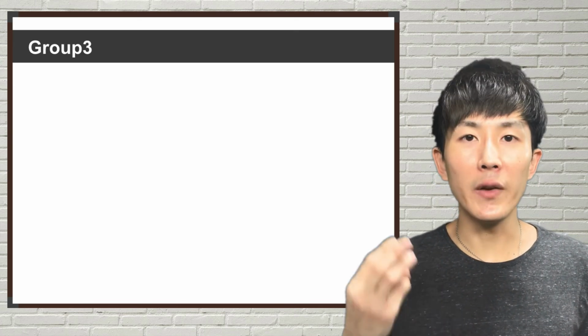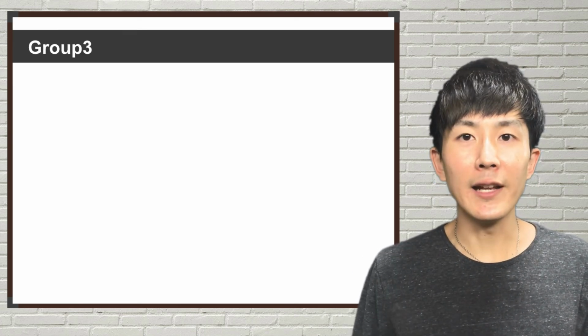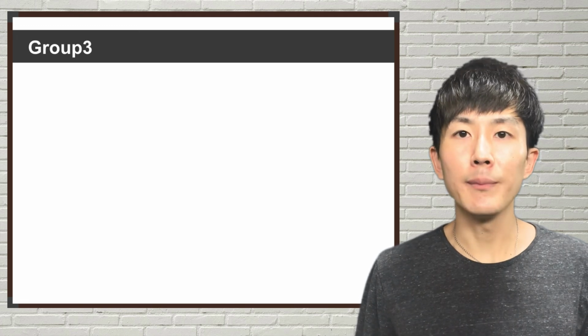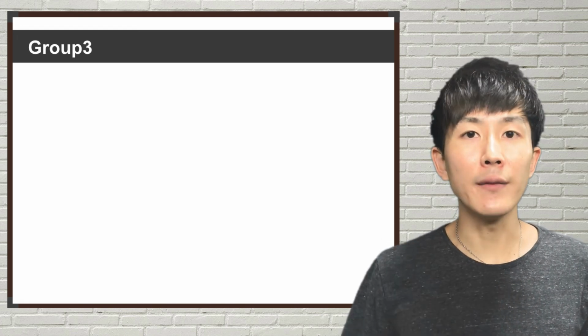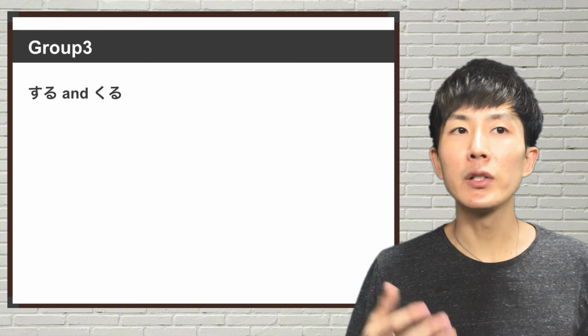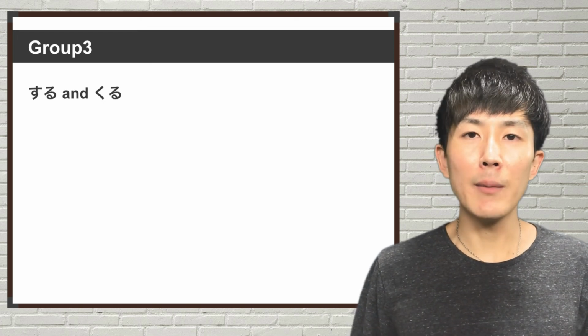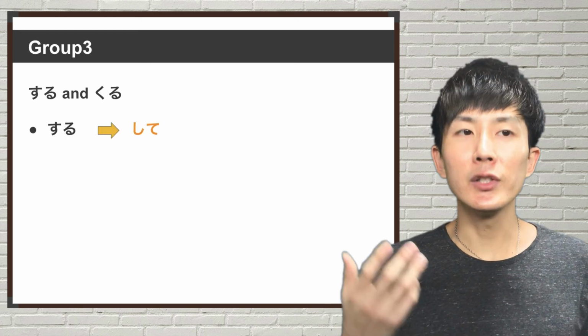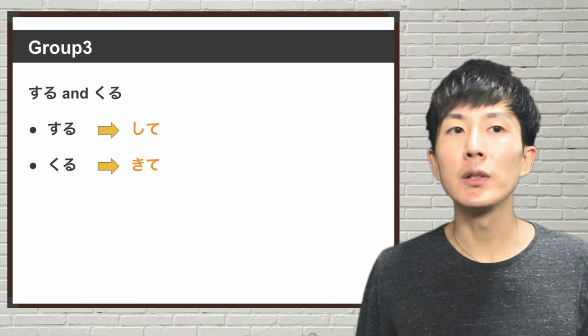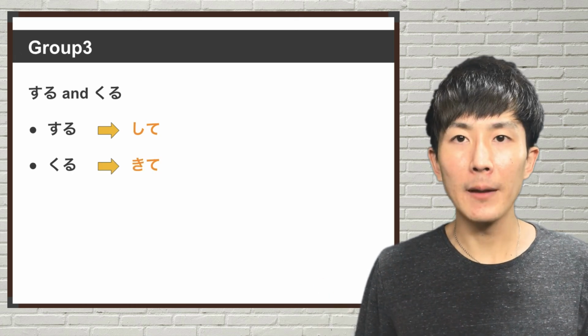Next, group 3. Group 3 has an irregular conjugation rule, but it mainly has only two verbs, する and 来る. So please just memorize the conjugations. する becomes して, 来る becomes 来て. That's it.